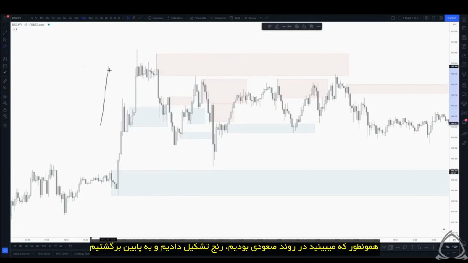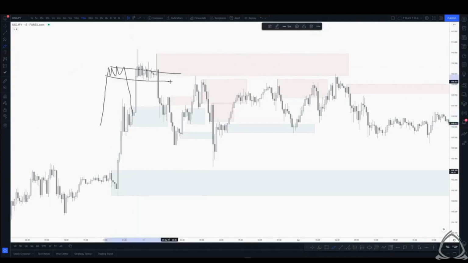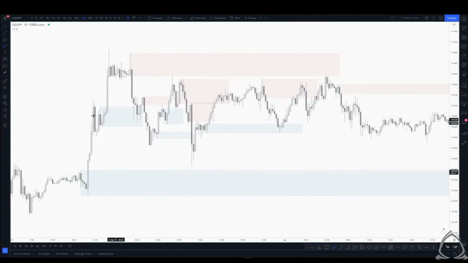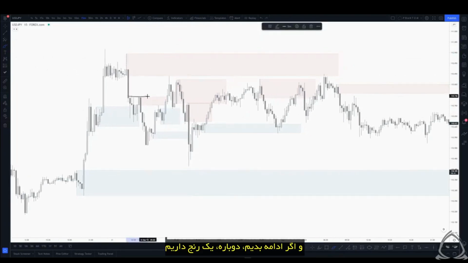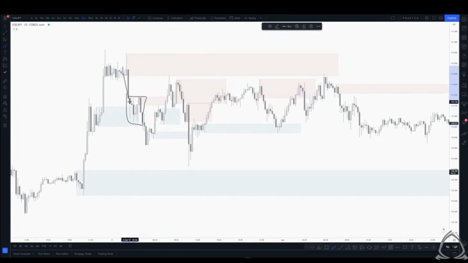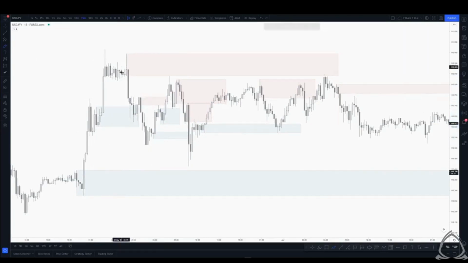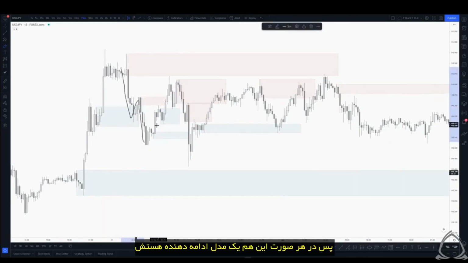As we can see, we came from an uptrend, we ranged, and then we moved back to the downside, and then we'd be looking for price to return back to the zone. Now, if we continue on, once again, we have another range that came from a down move or a pivot and then creates an expansion to the downside. So either way we look at it, we can see that this is also a continuation model.